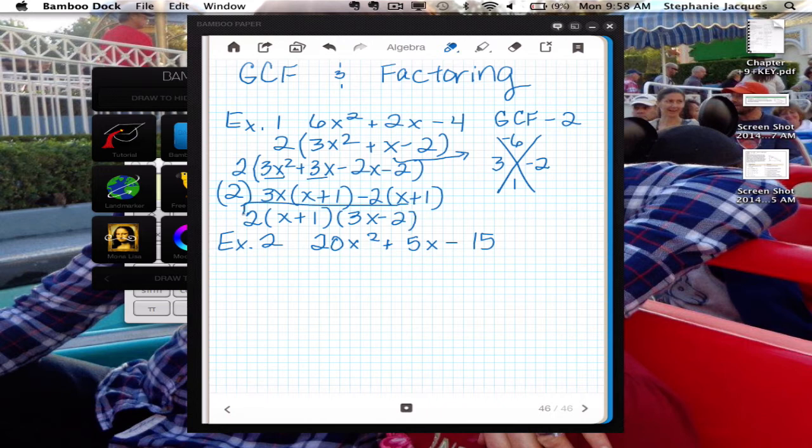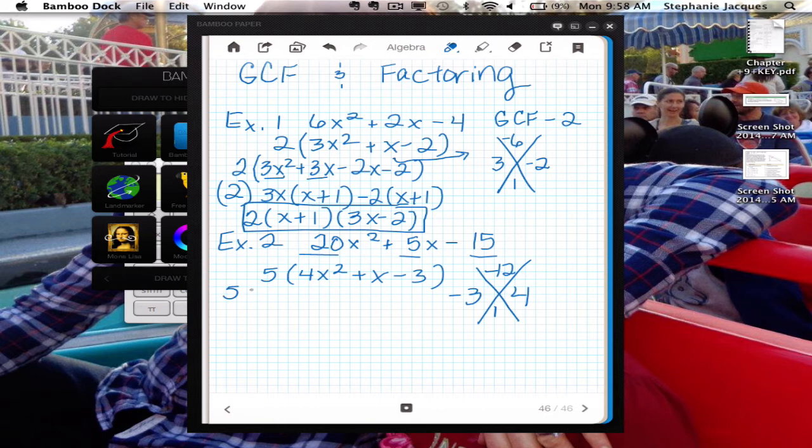So I started with my GCF, then I factored the rest. So now let's look at another example. My greatest common factor here would be 5. So I pull a 5 out, and I'll get 4x squared plus x minus 3. Now I'll do my magic x. So I get negative 12 and 1. So that should be 3 and 4, and the 3 would be negative.